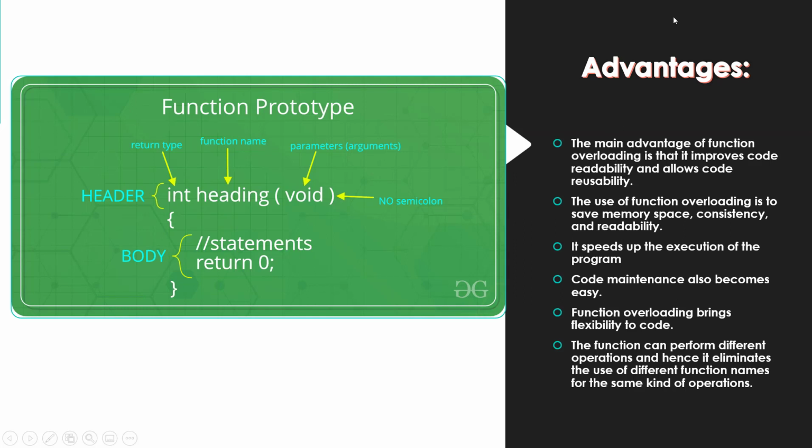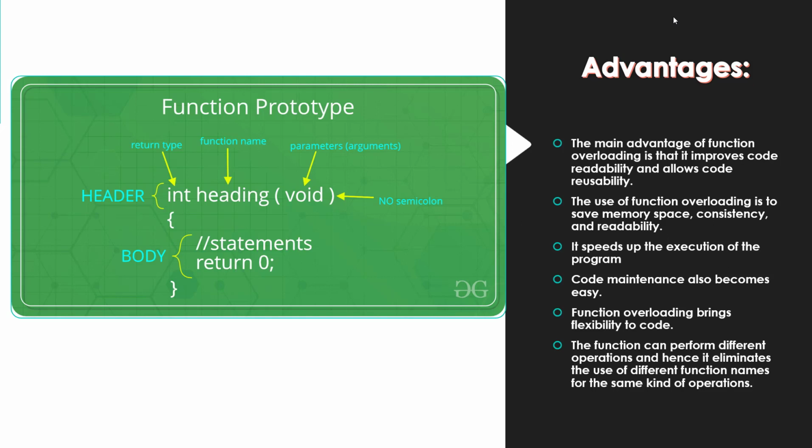So, the advantages of using functions. The main advantage of function overloading is that it improves code readability and allows code reusability. The uses of function overloading are to save memory space, for consistency, and also readability. It can reduce the execution time and also reduce the use of our RAM.